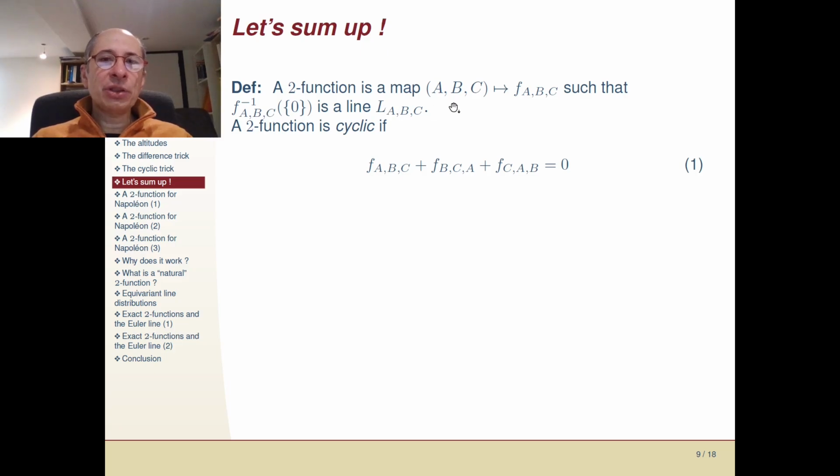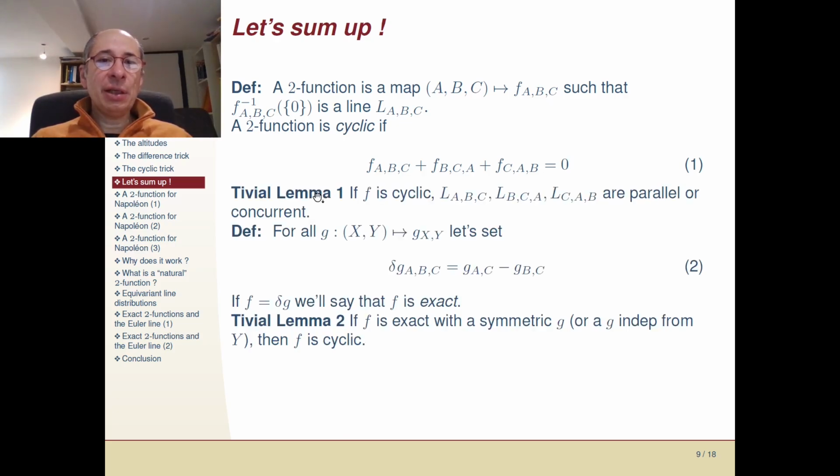It's not necessarily an affine function. We have already met examples where fABC is some distance, so it won't be linear, it won't be affine. We will say that such a two function is cyclic if the sum of the cyclic permutations of fABC is zero. It's the zero function. And we used this very elementary fact that I will call the trivial lemma, which goes like this. If f is cyclic, so if f has this property, then the lines L_ABC, L_BCA, and L_CAB are parallel or concurrent.